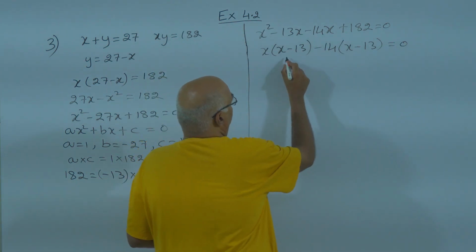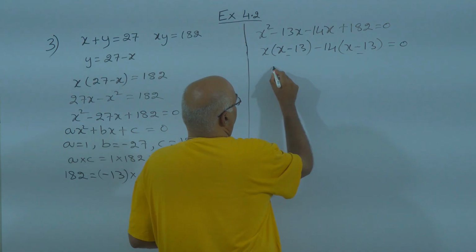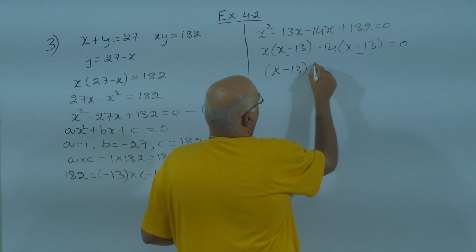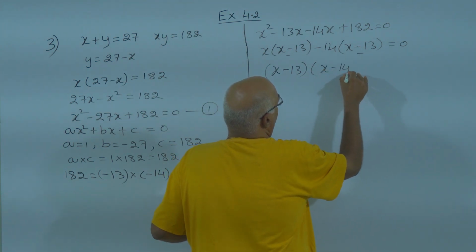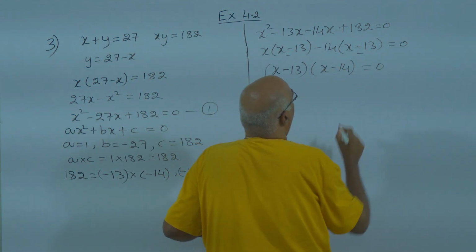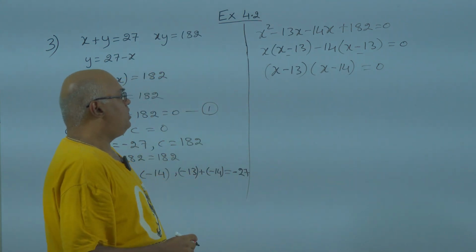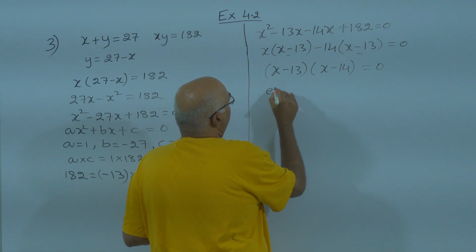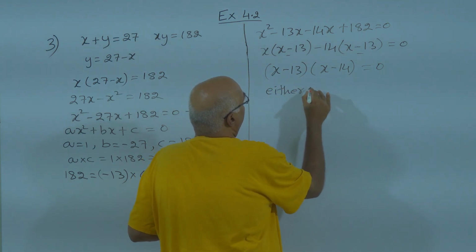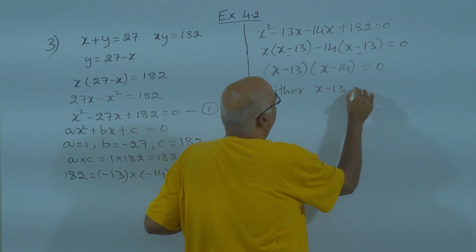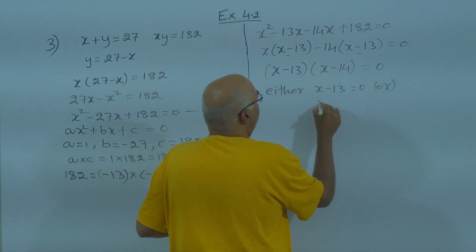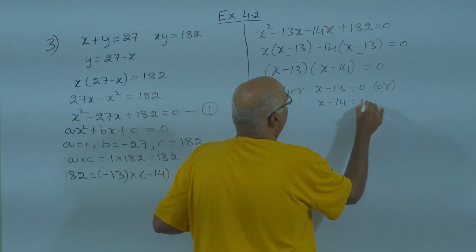Here I am getting x minus 13 at both the places. If I take x minus 13 common, I will be left with x minus 14 is equal to 0. So x minus 13 into x minus 14 is equal to 0. What does it mean? It means that either x minus 13 is equal to 0 or x minus 14 is equal to 0.